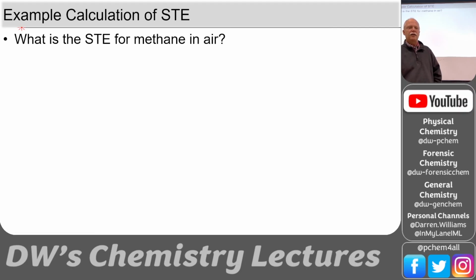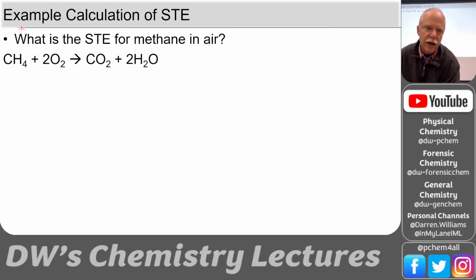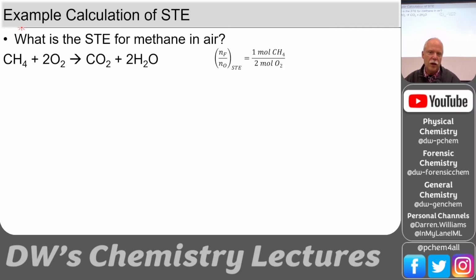So let's calculate the stoichiometric ratio for methane and air. So here's our balanced chemical equation. So our mole ratio is 1 mole of methane for every 2 moles of oxygen.